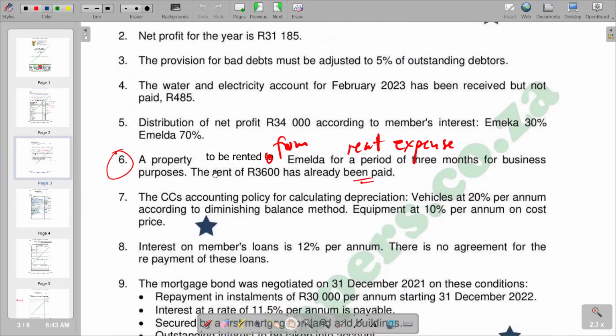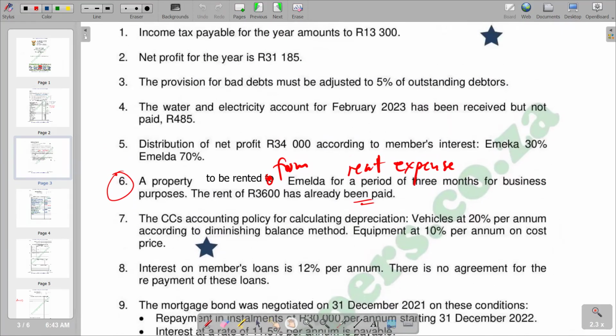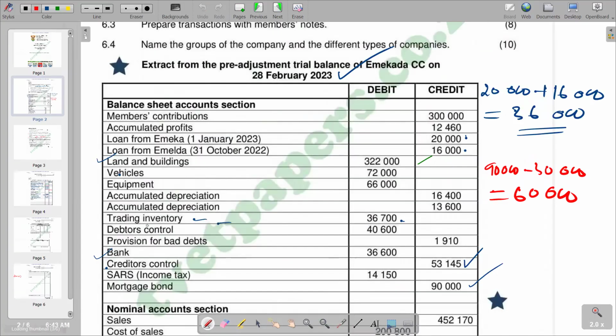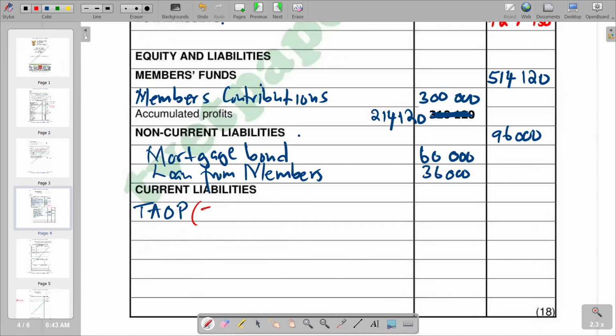Prepayments of income. But you're going to see that we've got item 4. It says the water and electricity account for February 2023 has been received but not paid. So this is an accrual of an expense, which is electricity, 485. So we're going to add them in brackets, whereby I say the creditors control figure that we have is 53,145. Then we add the accrual that we have in there, which is 485.